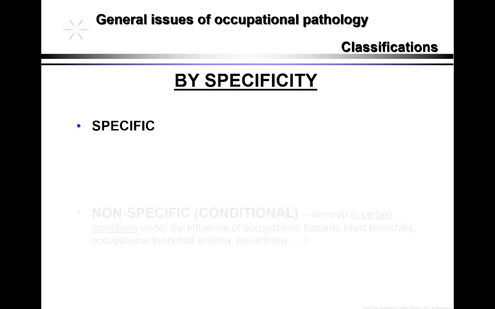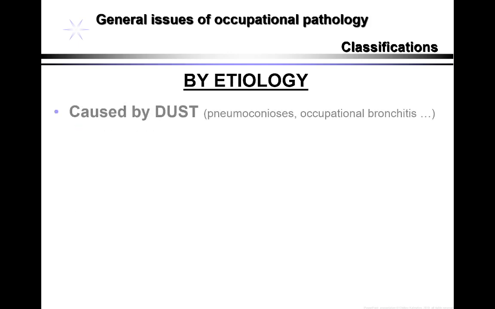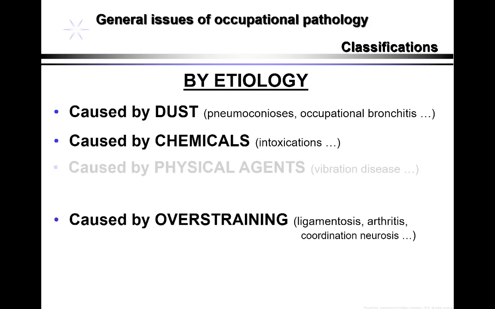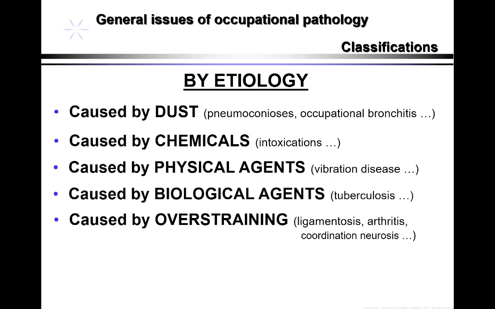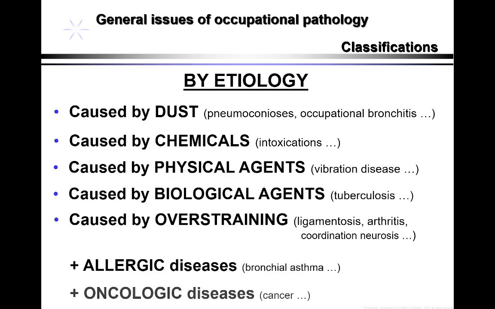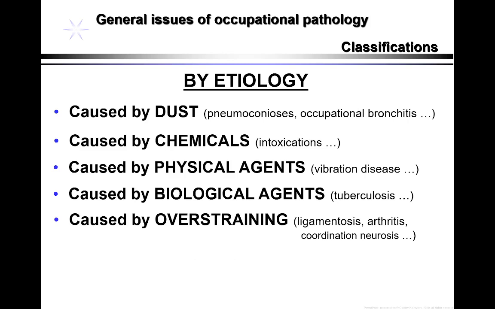The first one is almost the same we have discussed with you about classification of hazards. Again, we have occupational diseases caused by dust, caused by chemical substances, caused by physical agents, caused by biological agents, caused by overstraining, and two additional: allergic disease and oncologic disease. No need to comment, I hope.